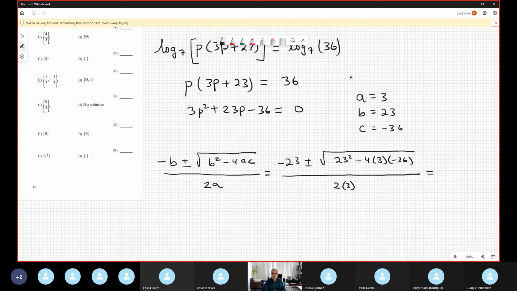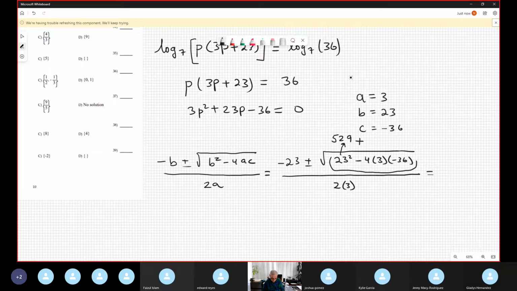You put in your own calculator here, you focus on the expression inside the radical. Compute 23 squared. I'm doing it on the calculator I have in my hand. 23 squared is 529. Now plus. Why plus? Because we have a double negative. And this is 4 times 3 is 12.